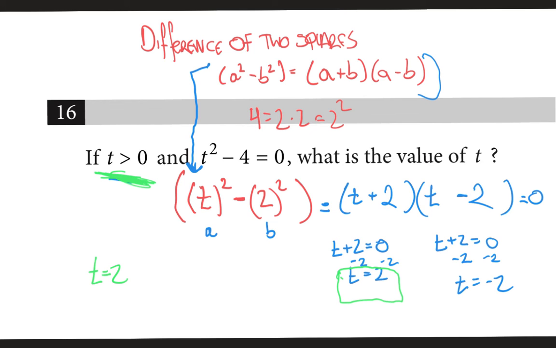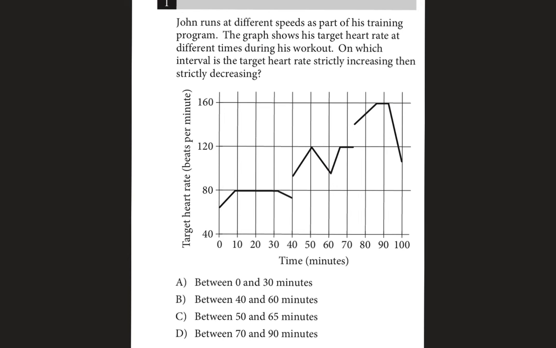All right, next question. I cannot explain to you guys how simple this question is, and you should not be losing points on it. It is very straightforward. It says John runs at a different speed as part of his training program. The graph shows his target heart rate at different times during his workout. On which interval is the target heart rate strictly increasing and then strictly decreasing?